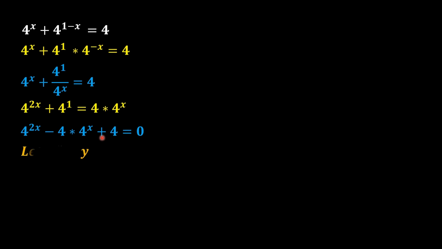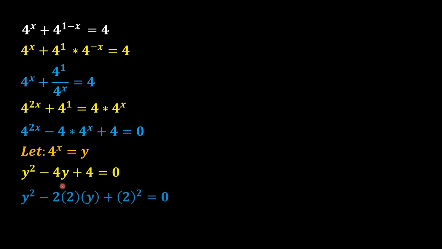In order to solve this equation we should consider 4^x equals y, and now we should replace the value 4^x with y inside this equation. As a result we get y^2 minus 4y plus 4 equal to 0.